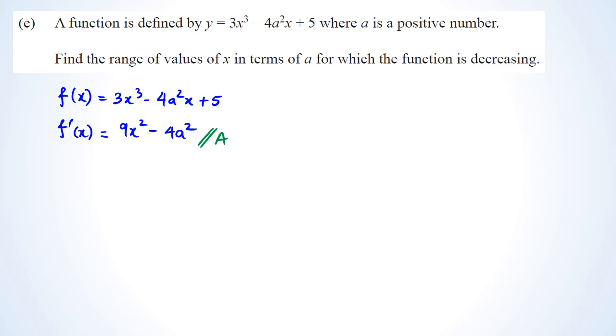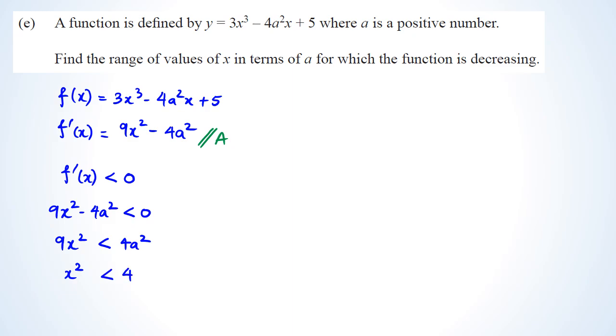Now, we need to work out when the function is decreasing. For something to be decreasing, the gradient has to be less than 0. The gradient function, or the gradient itself, has to be less than 0 for it to be decreasing. So then we have 9x squared minus 4a squared has to be less than 0, or 9x squared has to be less than 4a squared. I can do one more: x squared has to be less than 4a squared over 9.